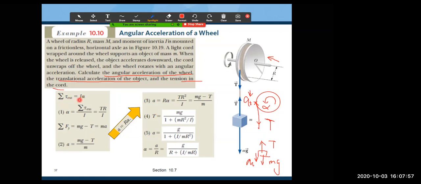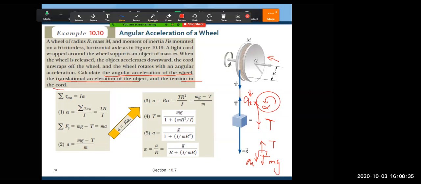And that is equal to I times alpha. Alpha is the angular acceleration. So alpha is equal to the torque, tension times the radius of the wheel, divided by I. And for the block, it would be the difference between the weight and the tension that gives rise to the net force for the acceleration. So acceleration equals (mg minus T) over m. Nothing difficult here.